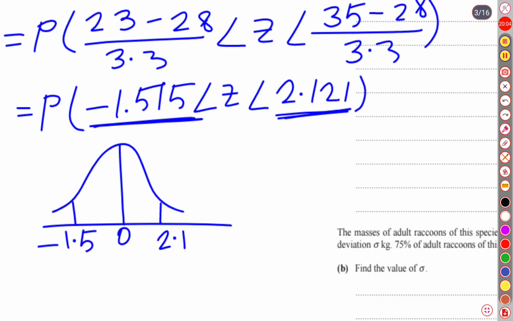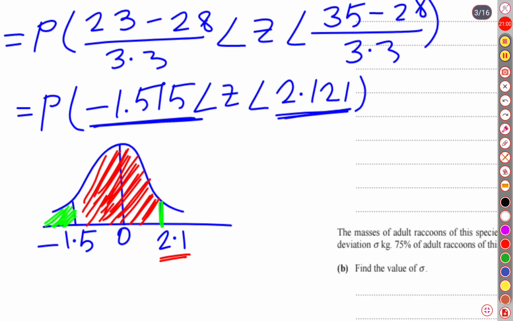Now, which is our actually required part of the probability? We are to find the probability of this portion, from negative 1.5 until 2.1, and you know the normal distribution is applicable for a continuous random variable. How can we find this red shaded region? We will first find the probability when the z-score is 2.1. Then from that, if we subtract this green portion, we will get our red portion.